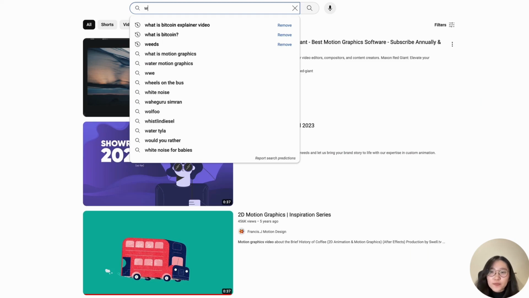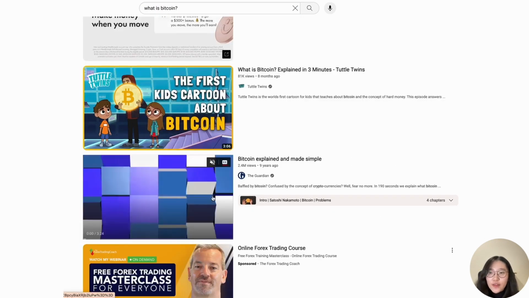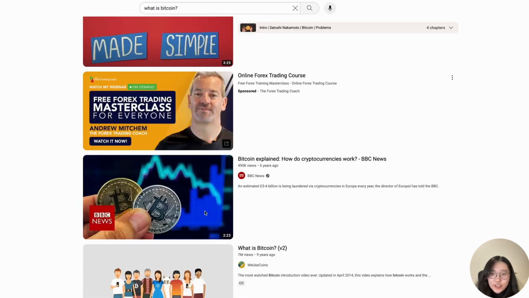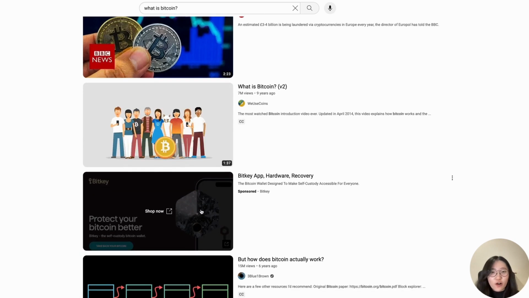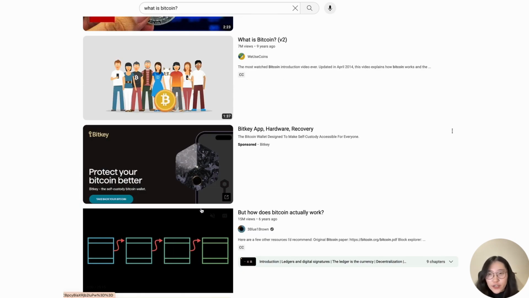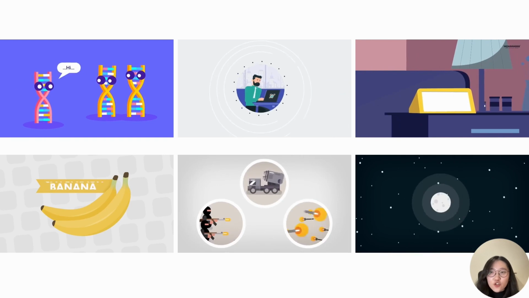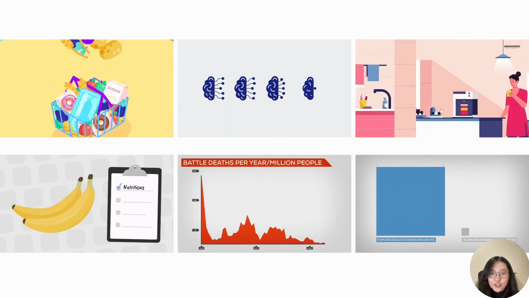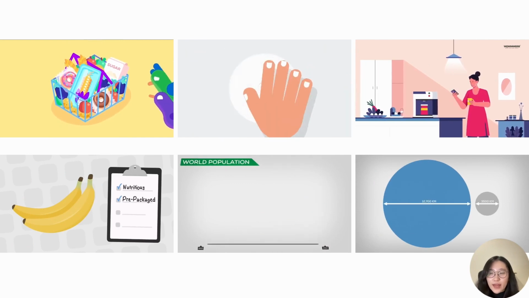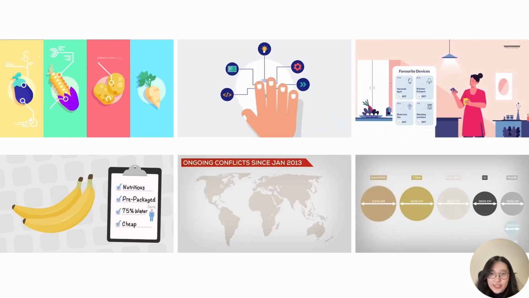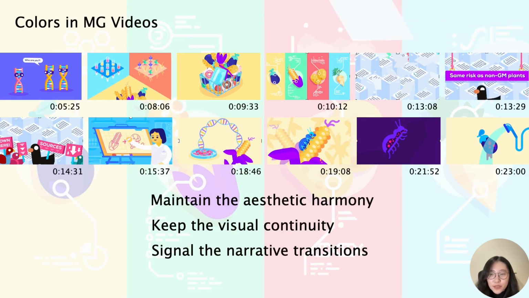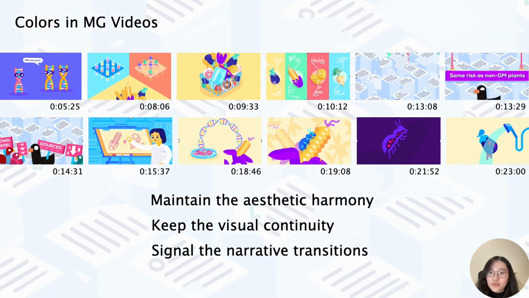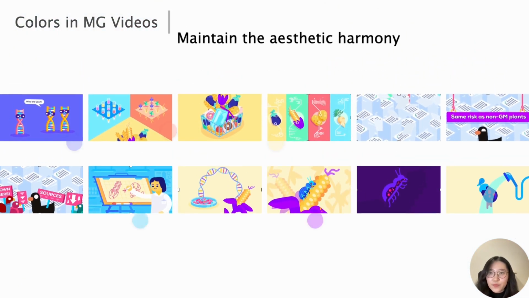First of all, let's begin with why motion graphic videos matter. You might have watched a lot when you were browsing YouTube. They are more than just entertainment. They're powerful mediums for storytelling, education, and marketing. These short animated videos draw viewers in, making complex ideas simple and memorable through a blend of visual, auditory, and animated elements. Colors play a pivotal role in the effectiveness of these videos.